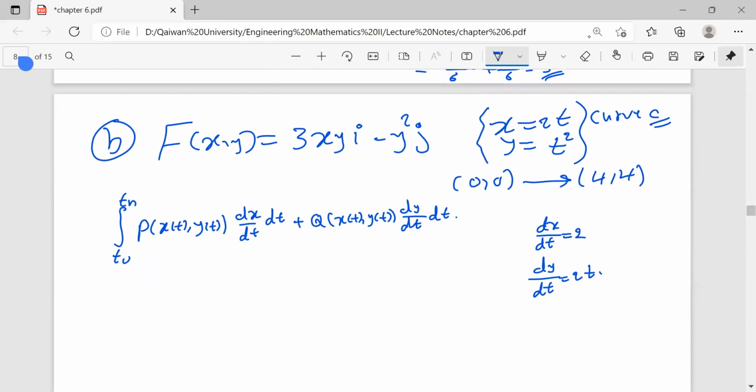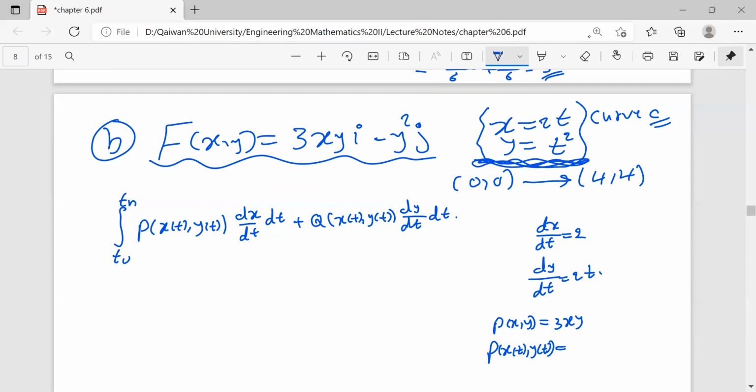And also, we should find p of x of t, y of t. P of xy equals to what? We have given this vector field. From the vector field, the i component is p of xy, and the j component is q of xy. So p of xy is 3xy. So p of x of t and y of t is, we replace x by 2t and y by t squared. We have given that x is 2t and y is t squared. We get 3 times 2 is 6 t cubed. This is p of x of t, y of t.